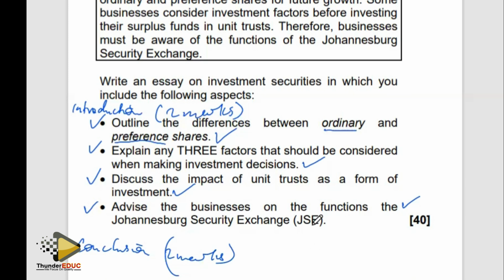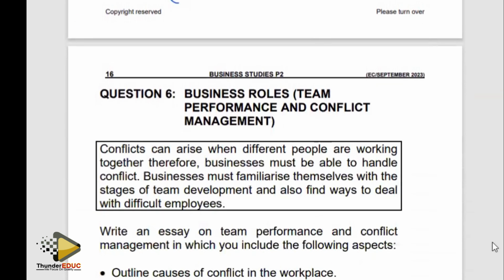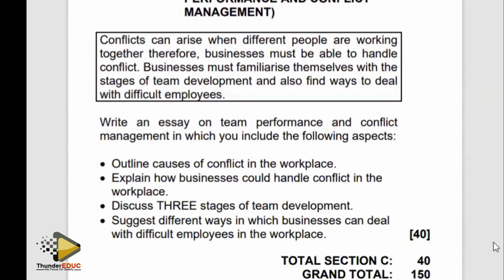Right, Grade 12. Now let's move on to the essay on team performance and conflict management. Conflicts can arise when different people are working together. Therefore, businesses must be able to handle conflict. So businesses must familiarize themselves with the stages of team development and also find ways to deal with difficult employees.